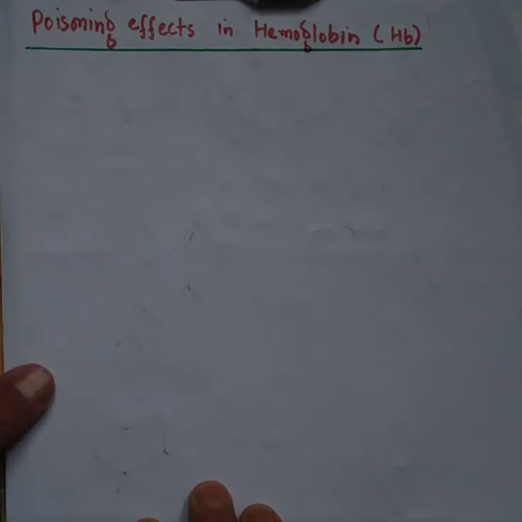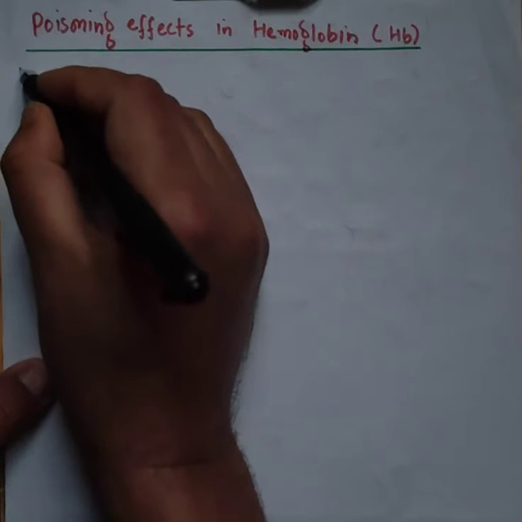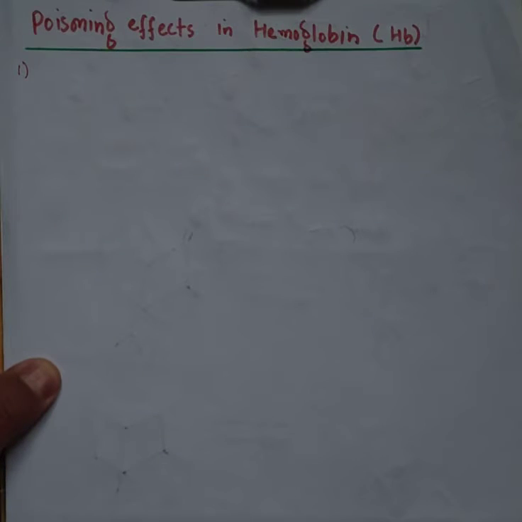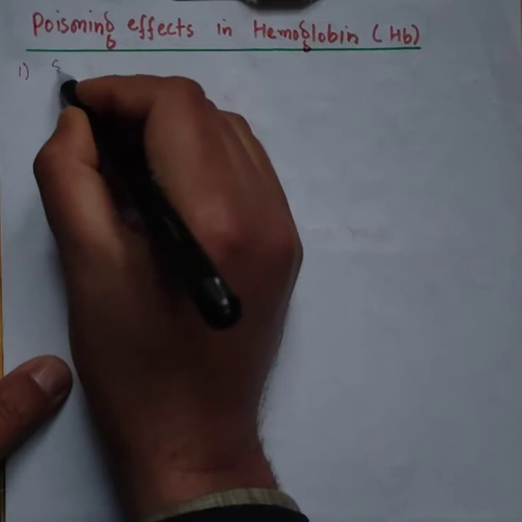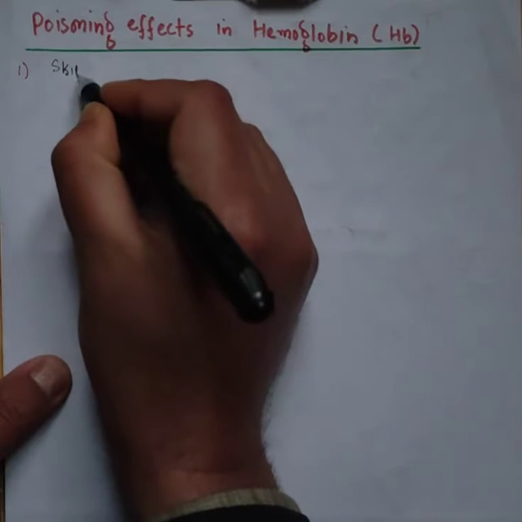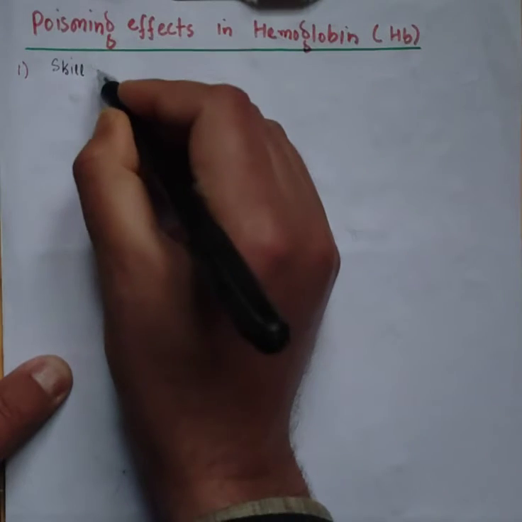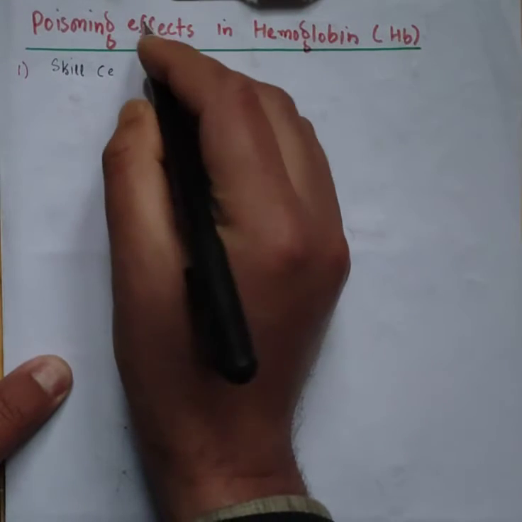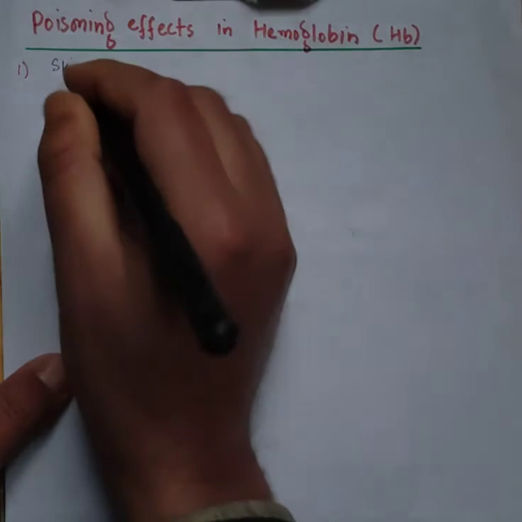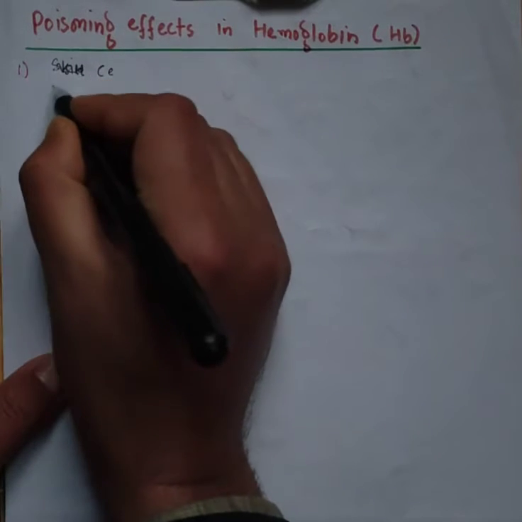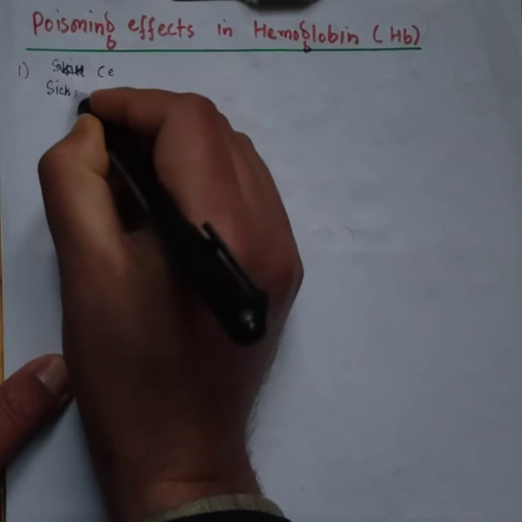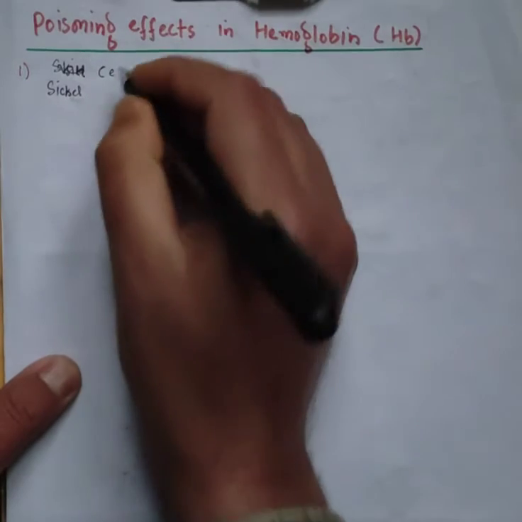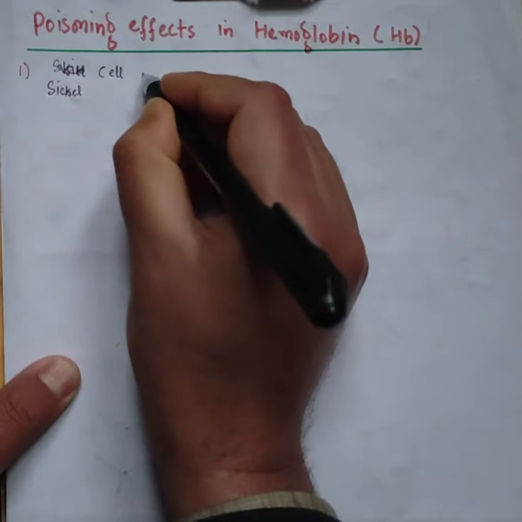So there are many poisoning effects. For example, we'll start with number one, which is sickle cell anemia.